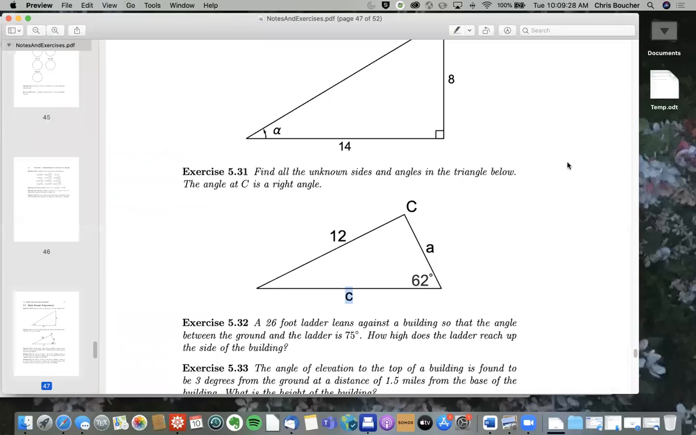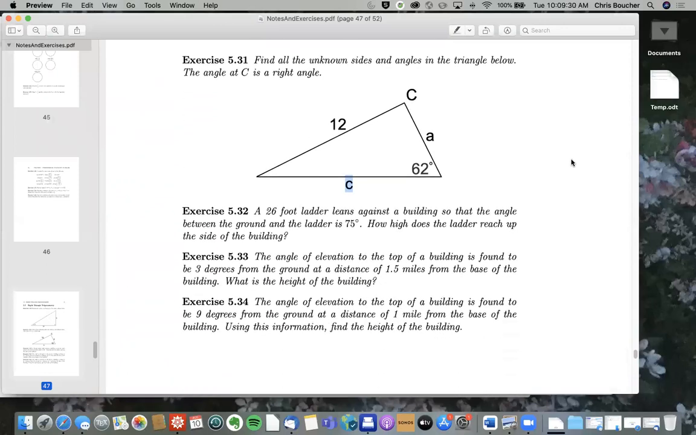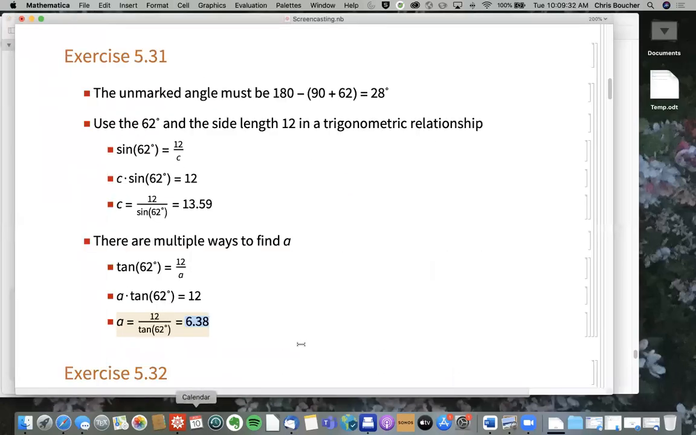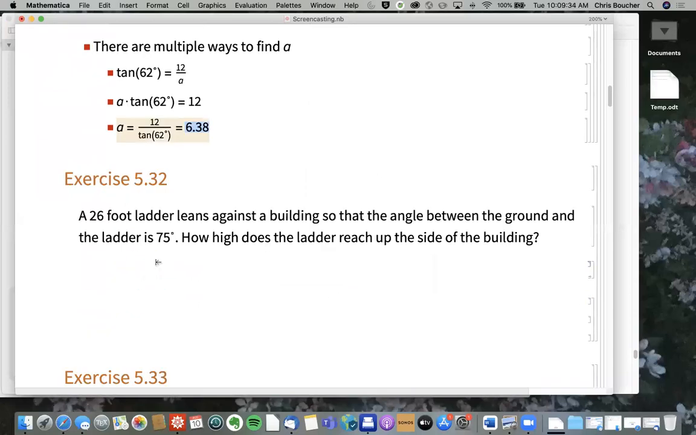Okay, let's try another exercise here. 5.32, and I think I have the text of it here, so we don't have to keep going back and forth. So we have a 26-foot ladder leaning against a building, and the angle between the ground and the ladder is a fairly steep 75 degrees. And I want to know how high the ladder reaches up the side of the building.